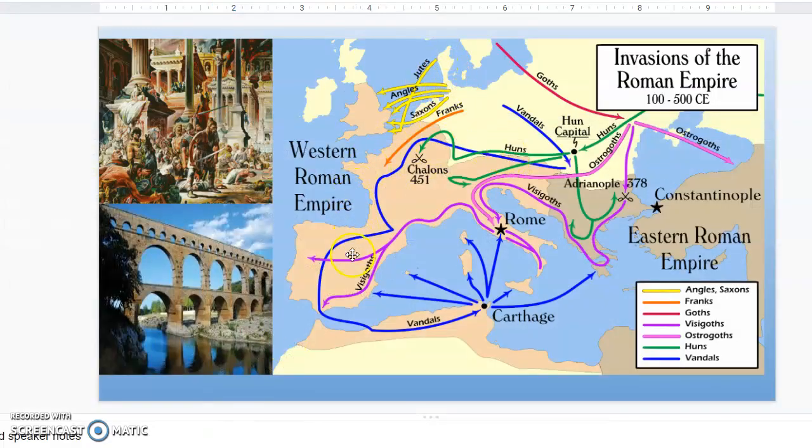And so Rome was brought down by many different Germanic barbarian tribes, and it will give way to this period known as the Middle Ages, or the medieval period, which will be the topic of our next video.